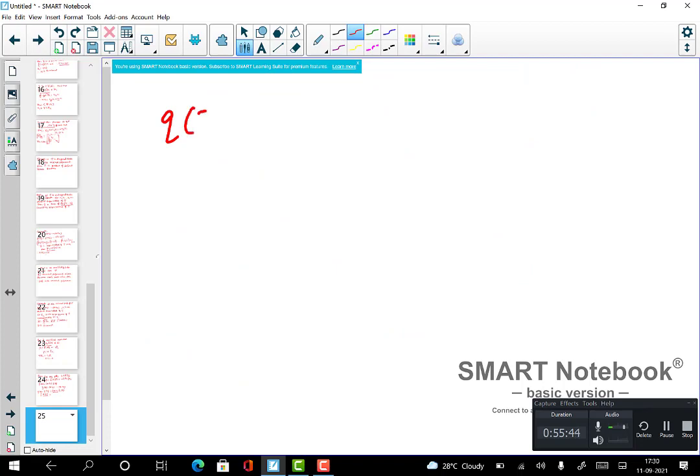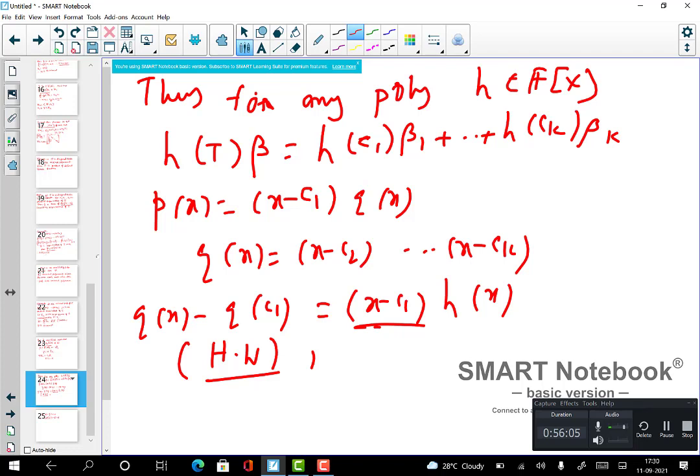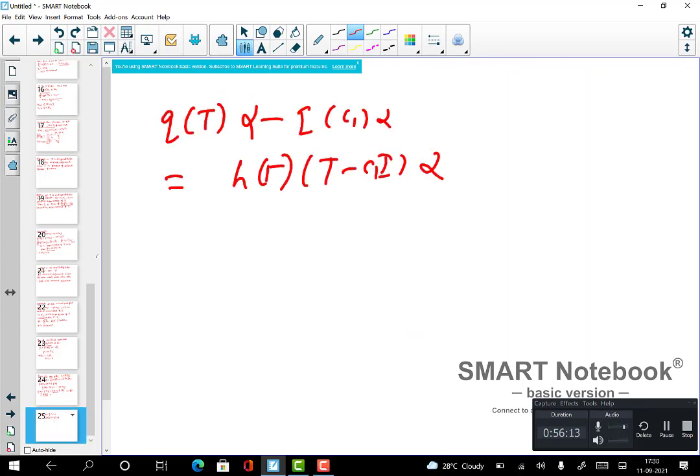Now if this is the common factor, then if you evaluate your T on this, you find out that q(T) alpha minus q(c1) alpha is nothing but h(T) into (T minus c1 I) of alpha, because of this identity star. If you replace x equal to T, then you have this. But what is the advantage here?